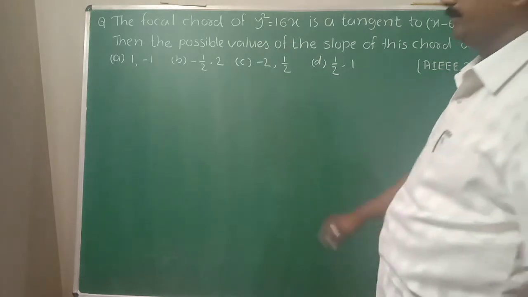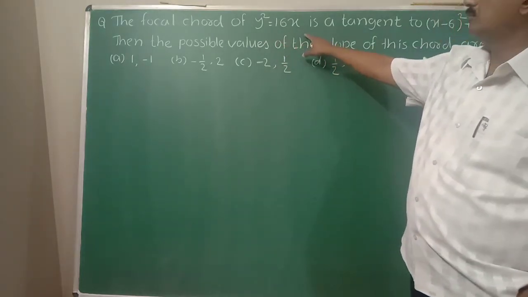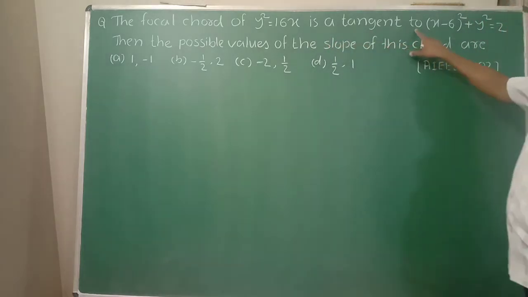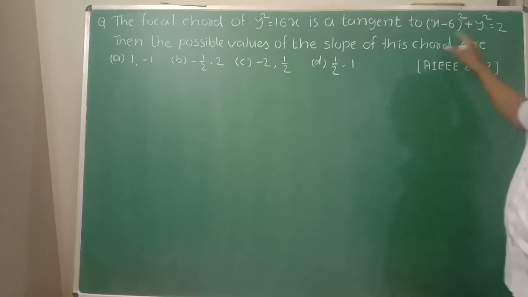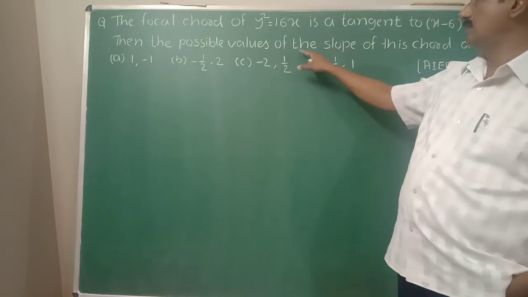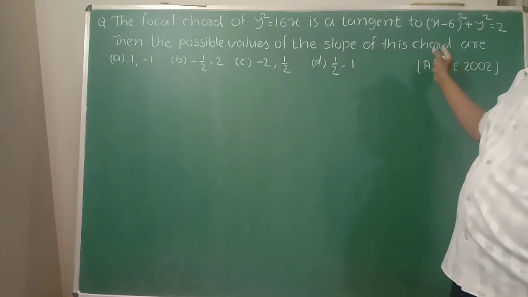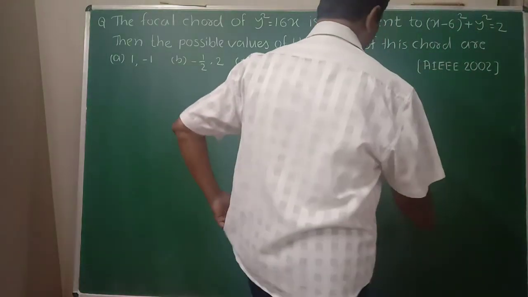Okay. Here the focal chord of y square is equal to 16x is a tangent to x minus 6 whole square plus y square is equal to 2. Then the possible values of the slope of this chord are. You find the slope of the chord.